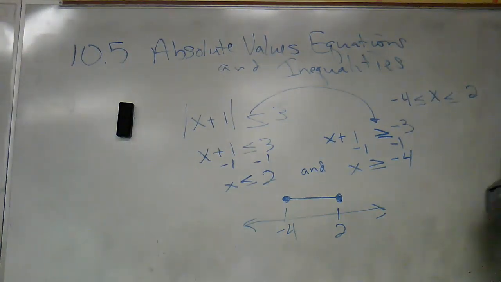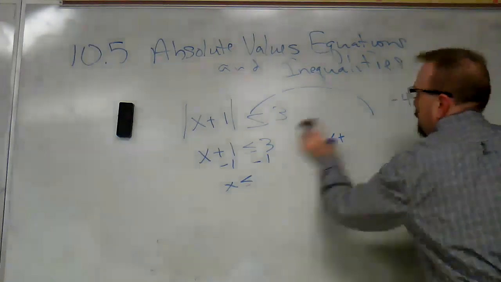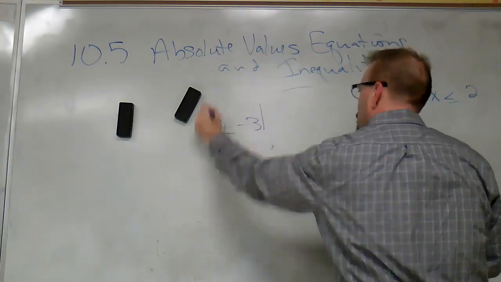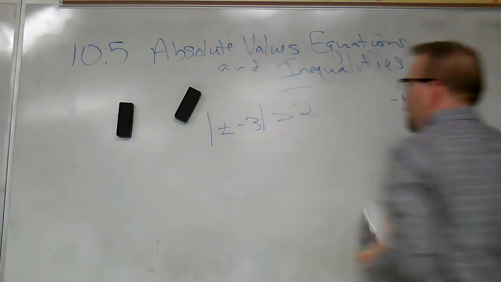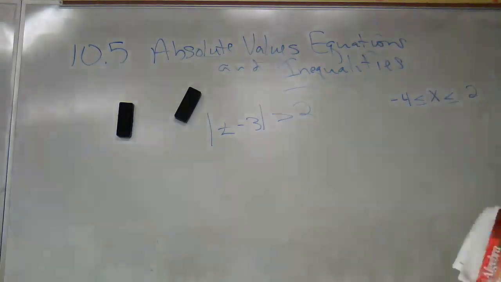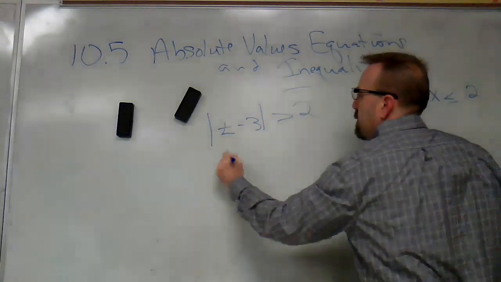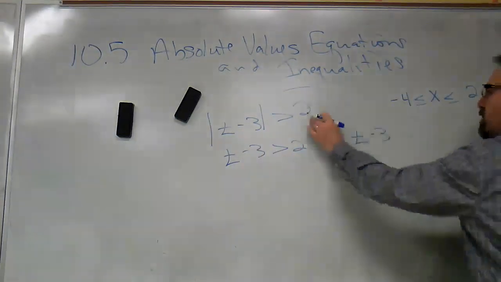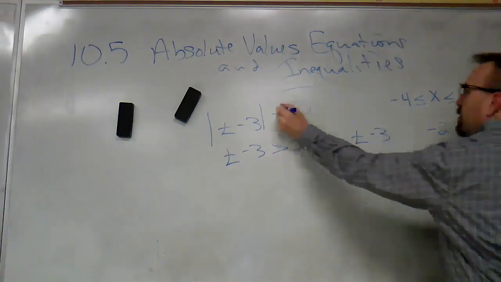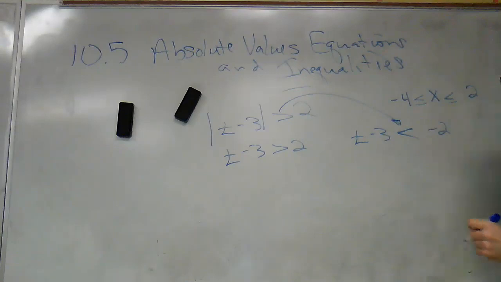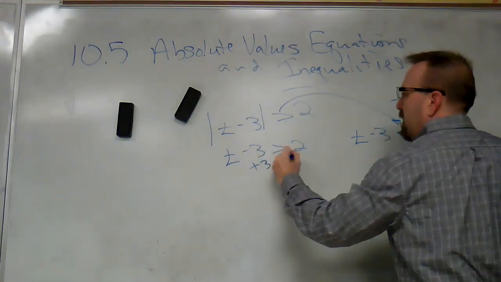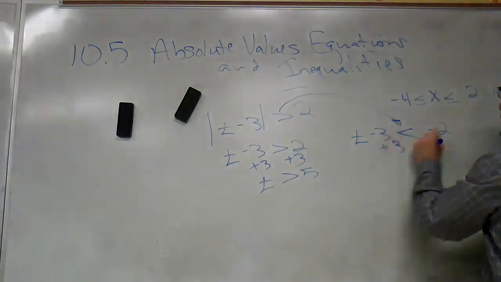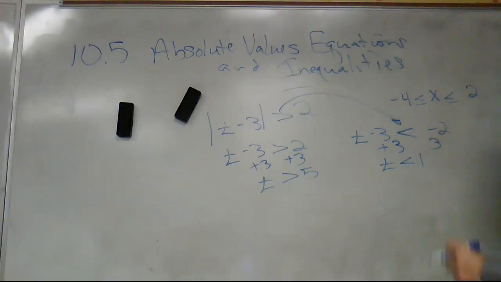So let's do another one like it. So what could we get? So instead of, we bring this one down exactly as it appears, t minus 3 greater than 2. T minus 3 or 2 is -2. We made it -2. You have to flip your sign. Add 3. T is greater than 5. Add 3. T is less than 1. Correct.